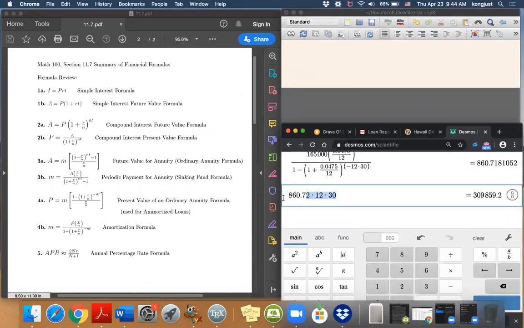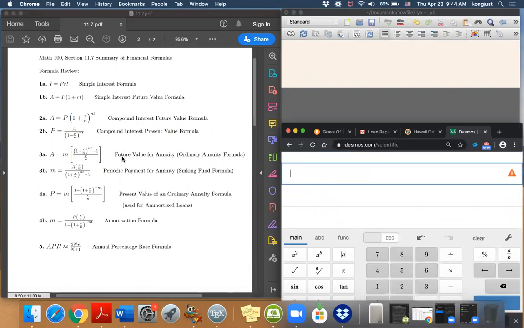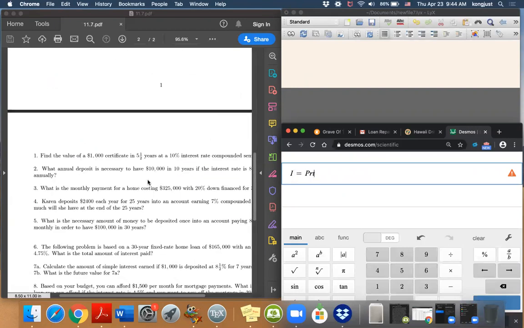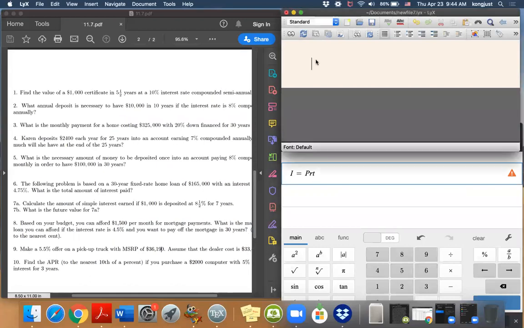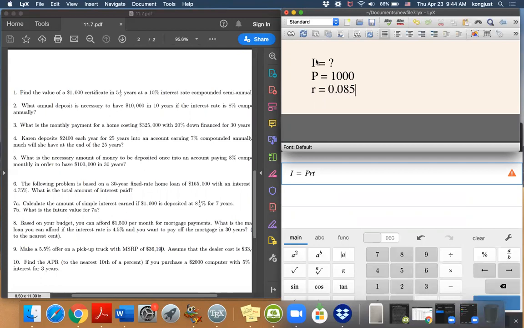1A. Yeah, 1A. That's pretty clear because it says simple interest, right? And it's asking for the interest. So, yep. I is equal to PRT. It's an easy one. Okay, let's just look at what we know. We were trying to figure out what I is. We know P is $1,000. We know the rate is 8.5%, so 0.085, and T is 7 years.